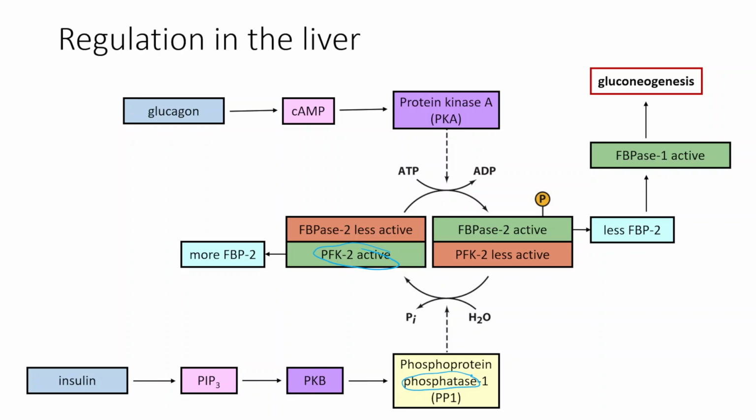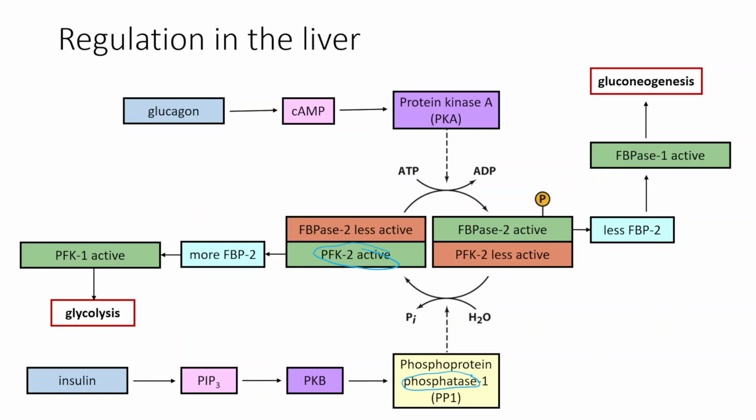And when there's more FBP2, which enzyme is getting activated? PFK1, yeah. And if PFK1 is activated, which metabolic pathway is going to happen? Glycolysis, yeah. So yeah, this is, I think, a pretty good summary of what you need to know about how all this stuff is getting regulated. So you should be familiar with all of these steps: what is phosphorylating what, and what happens when it gets phosphorylated.